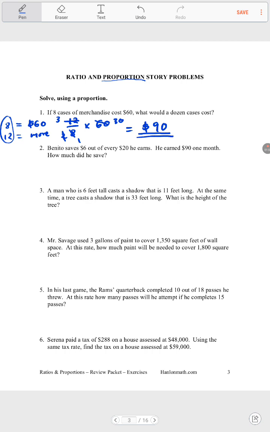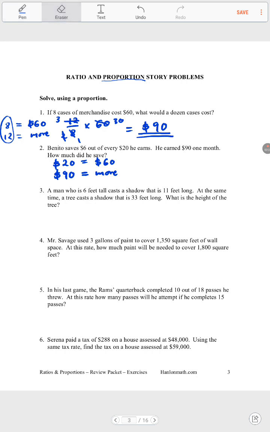Number 2 says Benito saves $6 out of every $20 he earns. He earned $90 1 month. How much did he save? So we are saying out of every $20, he saves $6. So obviously in $90, there is a lot more $20. We have more $20 in 90. So which means he's going to save more.